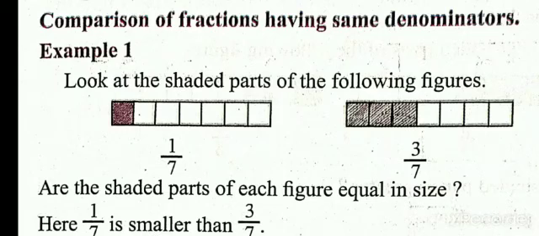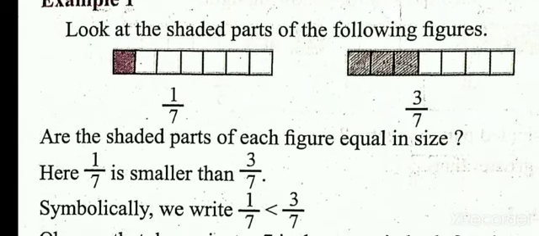Look at the shaded parts of the following figures. Here there are 7 equal parts in each of the figures. So, in the first figure, only one part is shaded. In the second figure, only 3 parts are shaded. Are the shaded parts of each figure of equal size? Definitely not. Here 1 by 7 is smaller than 3 by 7.